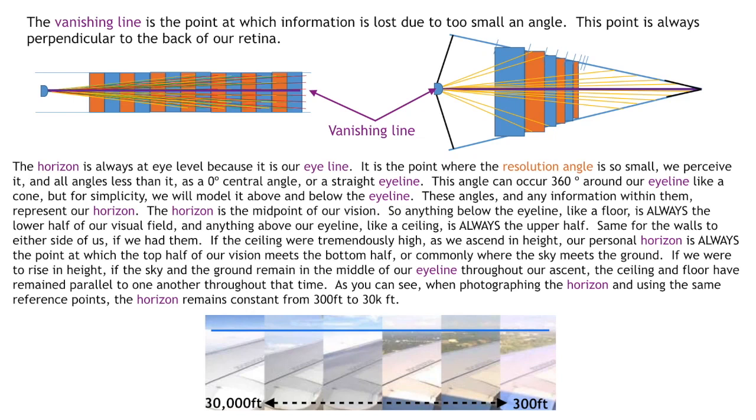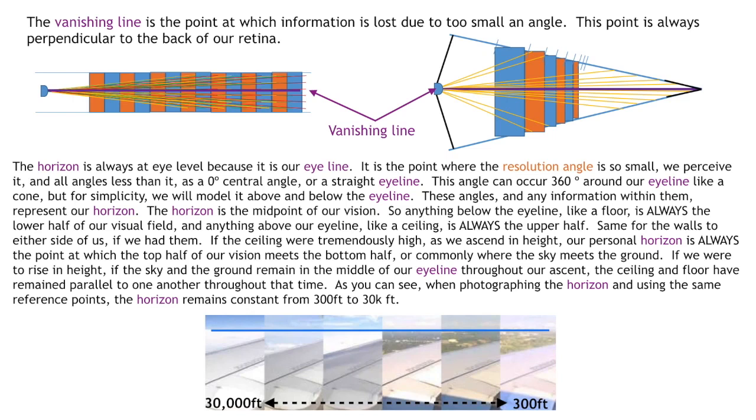If we were to rise in height, and if the sky and the ground remain in the middle of our eye line throughout our ascent, the ceiling and floor have remained essentially parallel to one another throughout that time. And as you can see, when photographing the horizon and using the same reference point, the horizon does remain constant from 300 feet to 30,000 feet. So you can take shots up in an airplane and you can reference your camera, your phone, to the same exact spot, and you have to account for the change in pitch of the plane and the ascent angle and so forth.